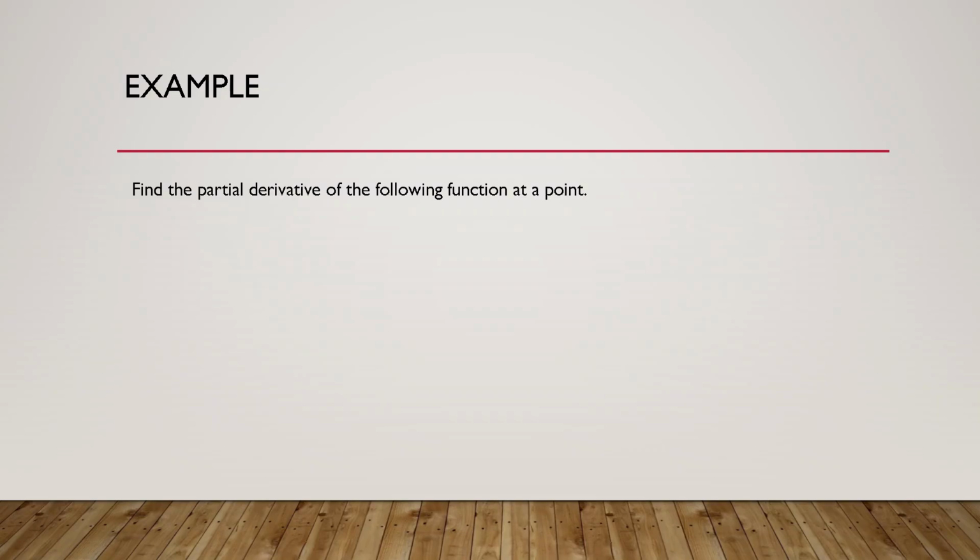In another example, find the partial derivative of the following function at a point. We start with the function f(x,y) equals sine x plus x cosine y. Then we find the partial derivative of f with respect to x at (π/3, π/4). Then the partial derivative of f with respect to y at (π/3, π/4). For the partial derivative of f with respect to x, we treat the cosine y term as a constant, which means the partial derivative equals cosine x plus cosine y.